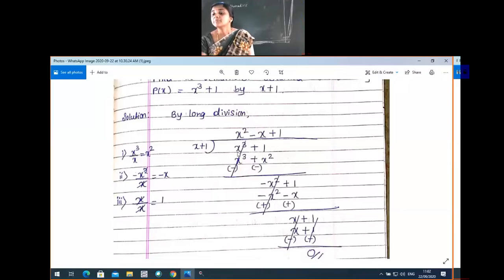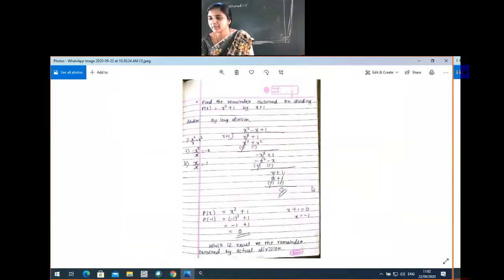Okay. So this is about the long division process. I just want to continue with the remainder theorem also. So this is one method to find the remainder. The remainder is 0. Another simple method we have. What is that method? P of x is equal to x cube plus 1. We have to write it like this. P of x is equal to x cube plus 1. Then here the divisor is x plus 1.